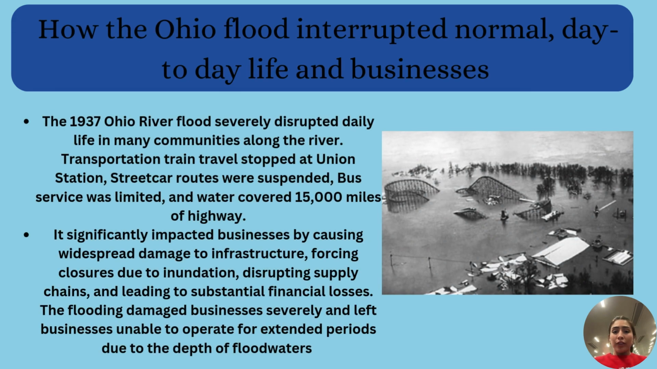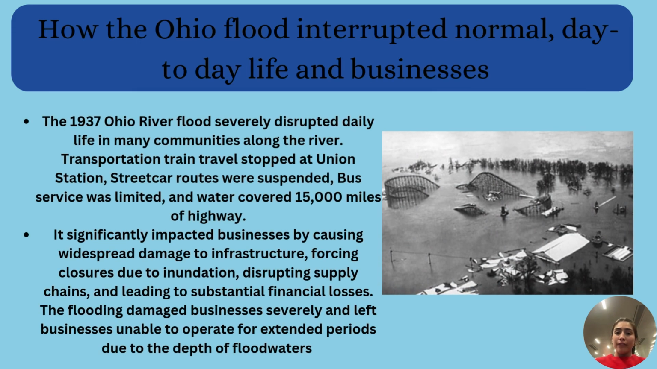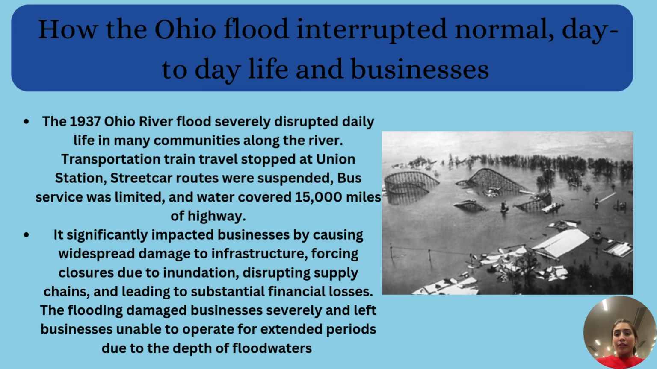How the Ohio flood interrupted normal day-to-day life and businesses. The 1937 Ohio River flood severely disrupted daily life in many communities along the river. Train travel stopped at Union Station, streetcar routes were suspended, bus service was limited, and the water covered 15,000 miles of highway.